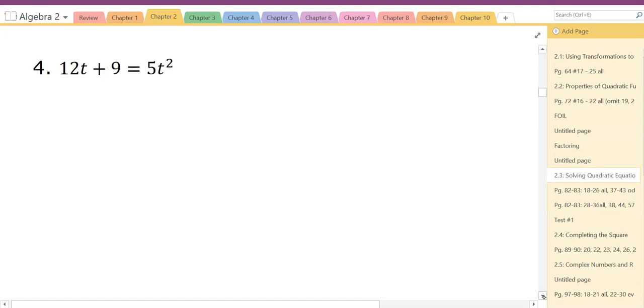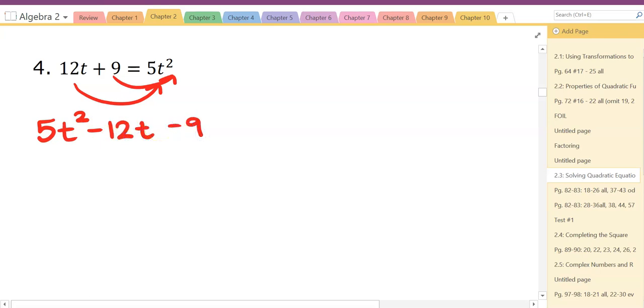What I would do first is move, and I'm going to move the 12t to the right and the 9 to the right. So I'm going the opposite direction, again, because I want to keep the t squared term positive if I can. So now it says 5t squared minus 12t minus 9, because I would have subtracted those two terms over to the other side. Okay, now we got to do our a times c business, so we're going to take 5 times negative 9, which is negative 45. My b term, I leave that one alone. That's still going to be my negative 12.